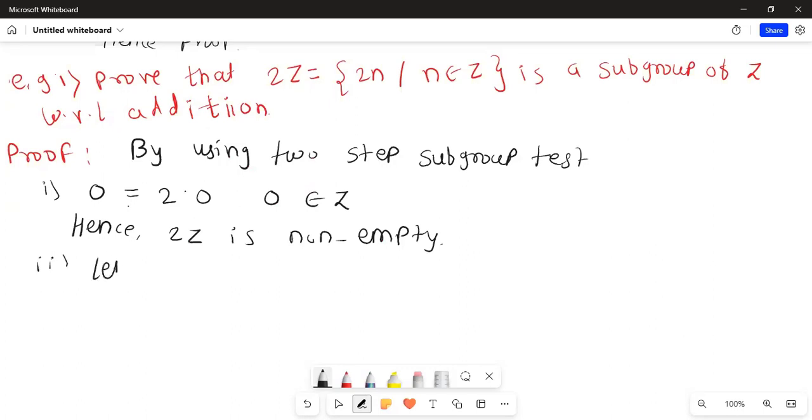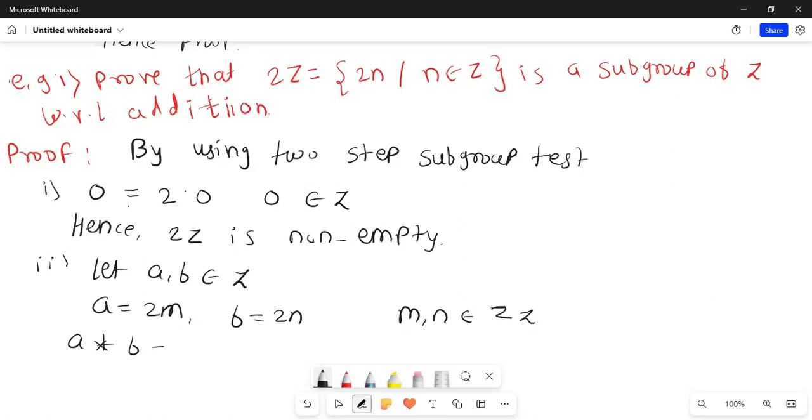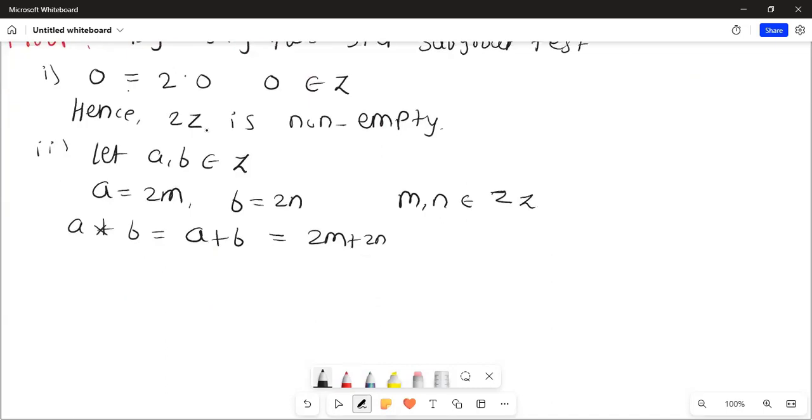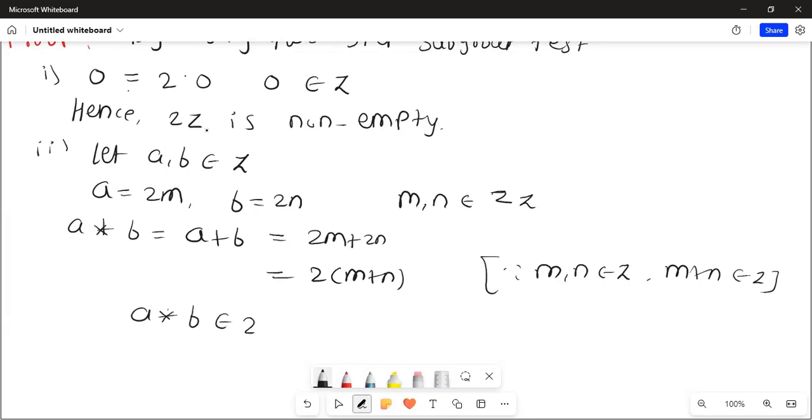Second, let a, b belong to 2Z, then a is equal to, suppose, 2m and b is equal to 2n, for m, n which belong to Z. Then a star b, which is equal to, since it is given with respect to addition, a plus b, so 2m plus 2n. Taking 2 common, we get m plus n. Since m and n belong to Z, m plus n also belongs to Z, that is, a star b belongs to 2 times Z.